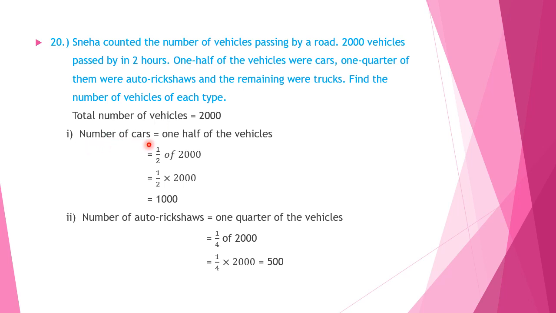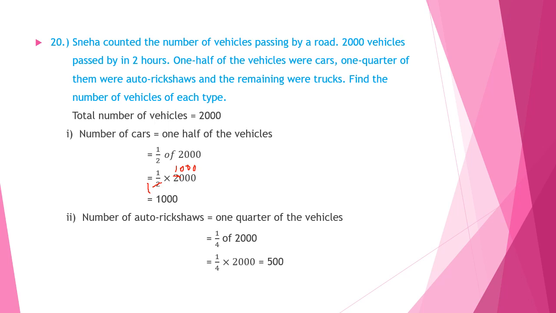First one, number of cars. That is one half of the vehicles. One half means 1 by 2 of the total vehicles. How many vehicles are there? 2000. So 1 by 2 of 2000. Now "of" means multiplication. Now we can cut here, 2 ones are 2, and here again 2 ones are 2. Now how many zeros are left? That is 3 zeros left. So right here, 3 zeros. So what is the answer? 1000 twos are 2000. So 1000 cars are there.